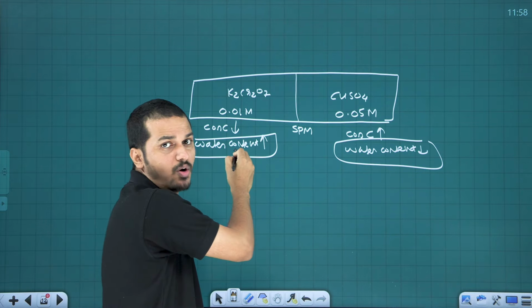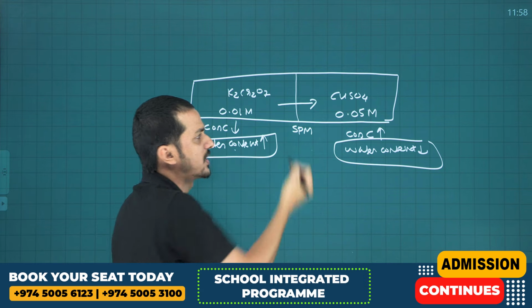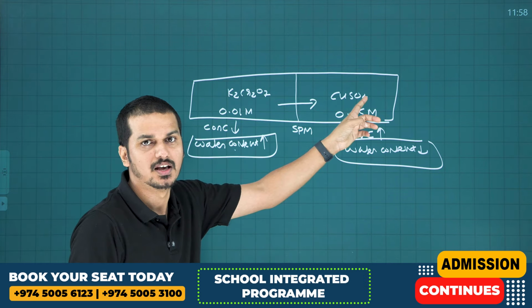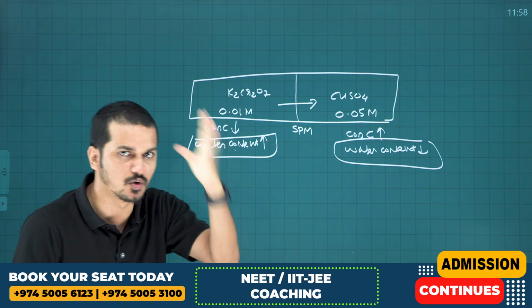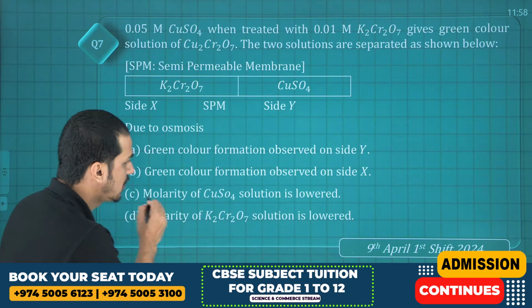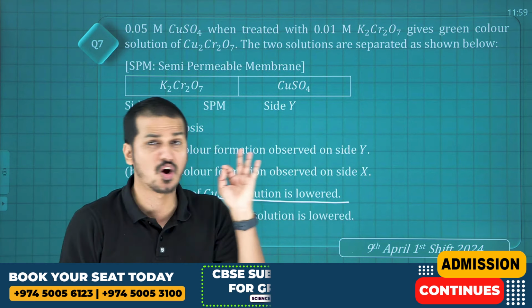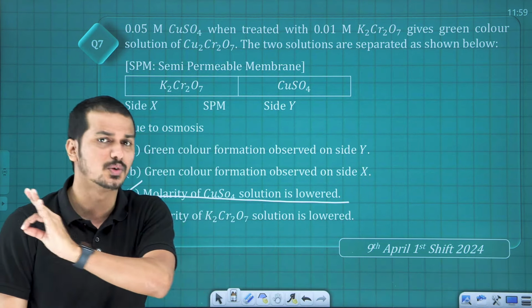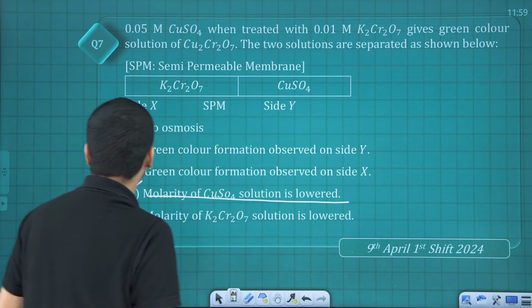So water content is more here, so water will flow from the K2Cr2O7 side to the copper sulfate side. Automatically, whenever water moves there, the concentration decreases. That is what is going to happen. So what's our option? Molarity of copper sulfate solution is lowered. So option C is the correct answer. Don't be confused with that green color. Solute cannot flow. Got it? We can move to the next question, dears.